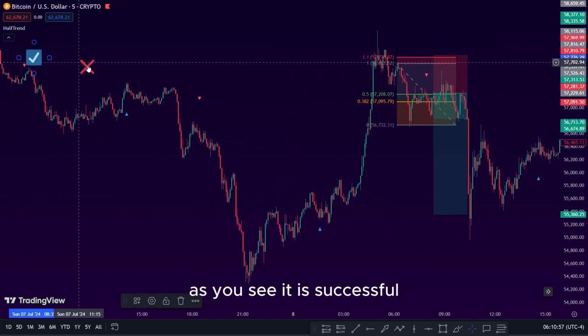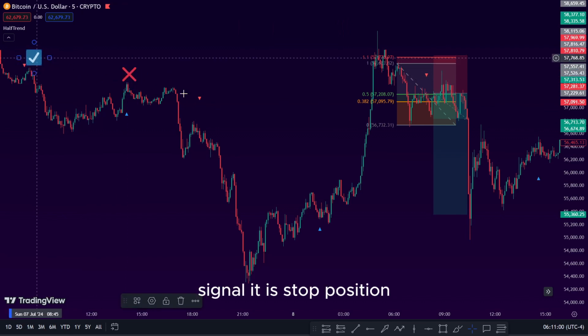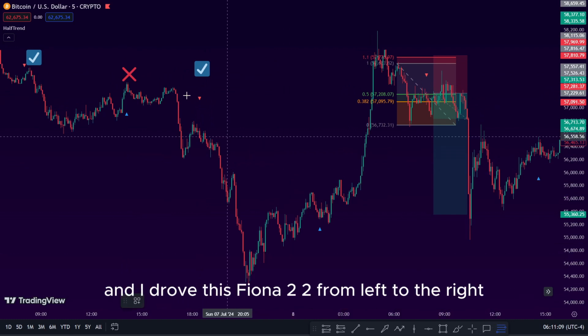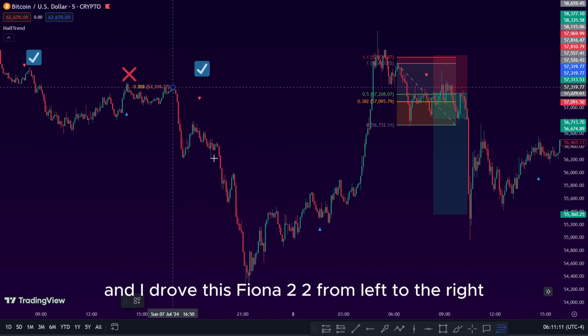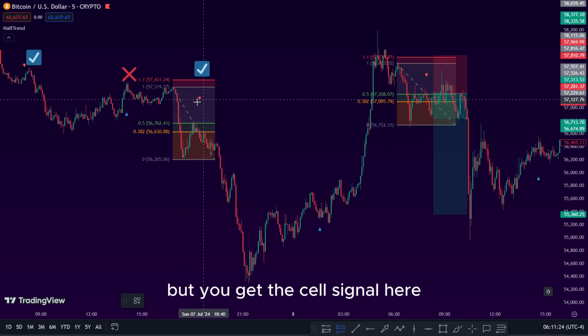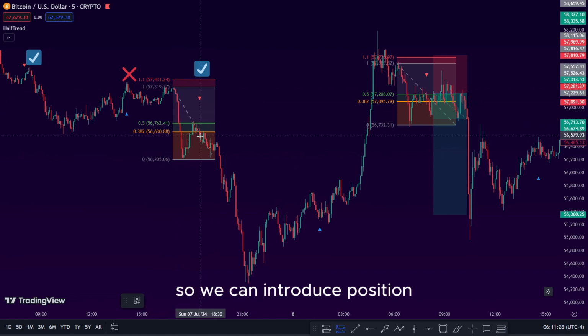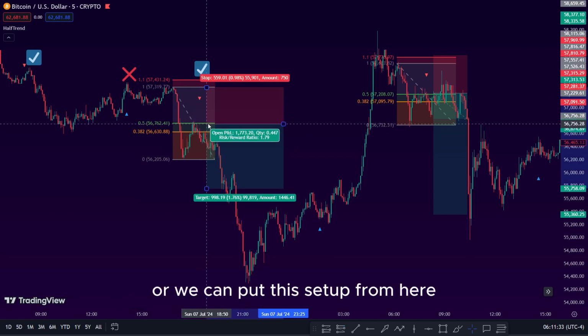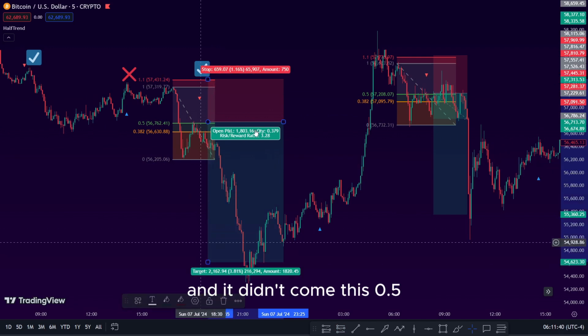As you see, it is successful signal. It is stop position. There is a successful signal here. We get here sell signal, and I draw this Fibonacci tool from left to the right. It gives sniper entry here, but we get the sell signal here, so we can enter this position when it gives this sell signal, or we can put this setup from here and it didn't come this 0.5.